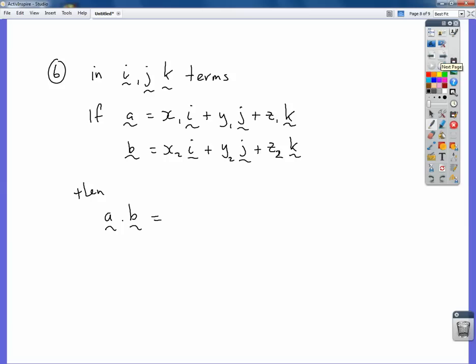In terms of I, J and K, what do we do if we have these vectors and we want to work out the dot product? Well, it's just multiply the two together. x1 times x2 plus y1 times y2 plus z1 times z2. And that will give us our dot product.